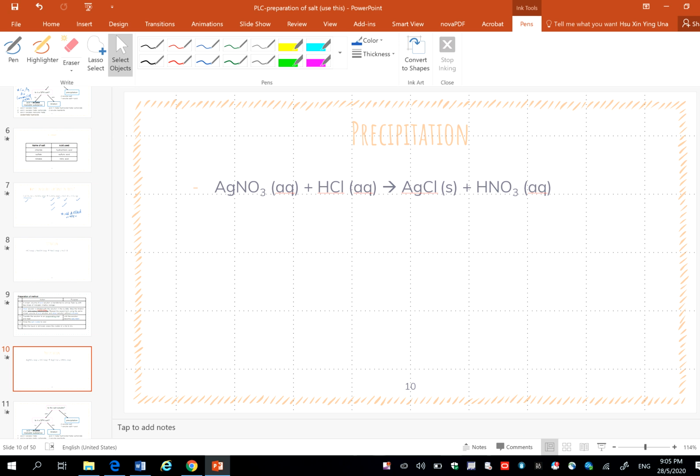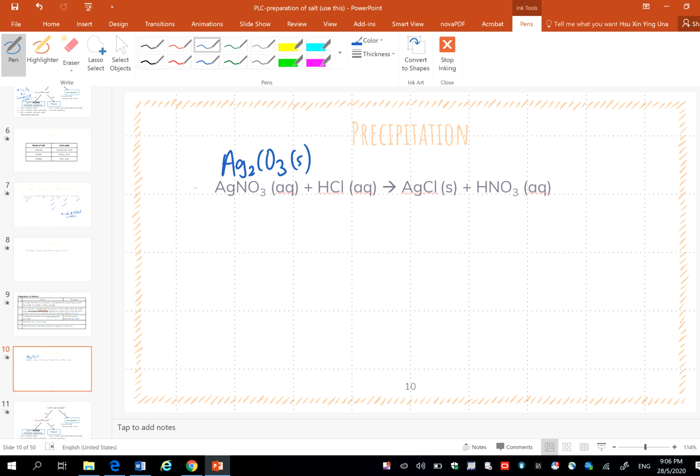Let's say if you think about it, if I choose to use Ag2CO3, which is silver carbonate, and you know that silver carbonate is actually insoluble. If silver carbonate is insoluble, my silver chloride is also insoluble, it will be very difficult to actually separate them.